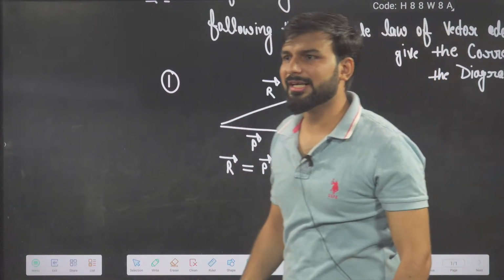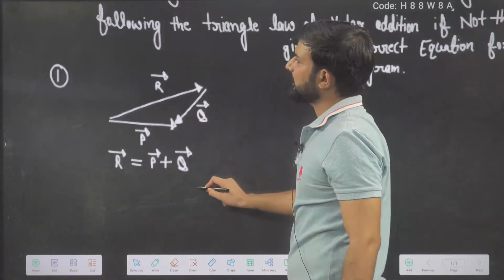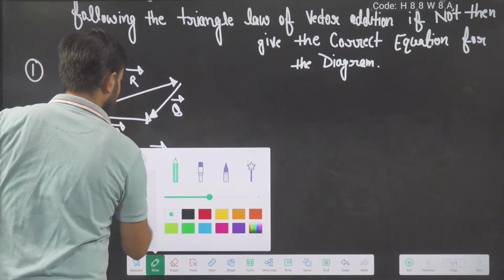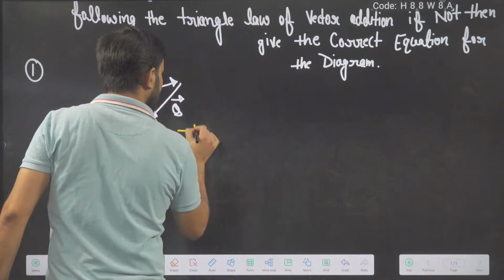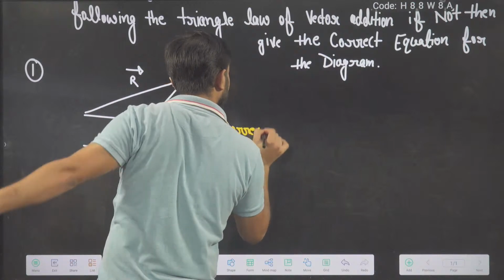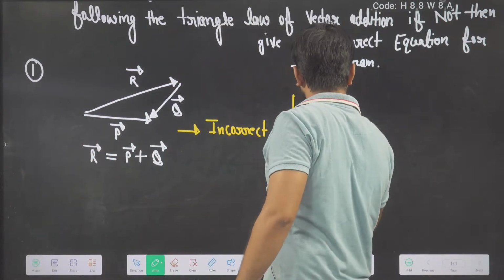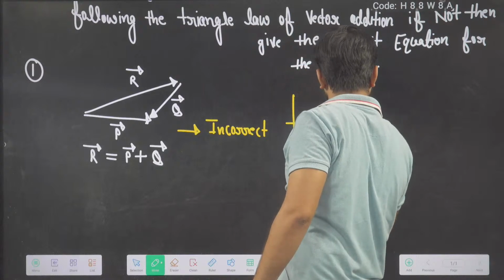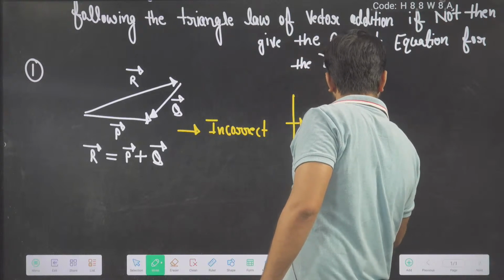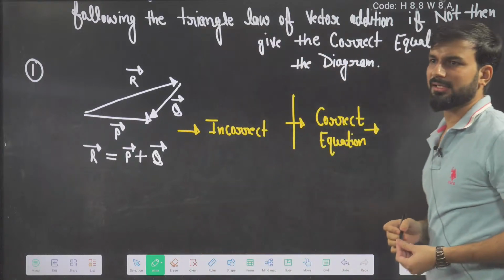So is this equation correct? No. This equation is incorrect. So this is an incorrect answer. What will be the correct equation? Tell me in the chat box, beta. According to this diagram, what will be the correct equation? Who is the resultant? Time's up.